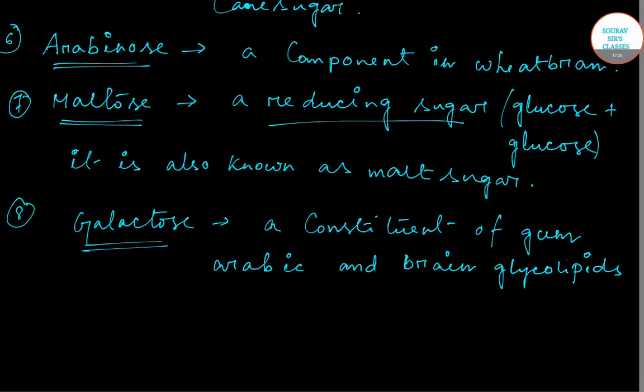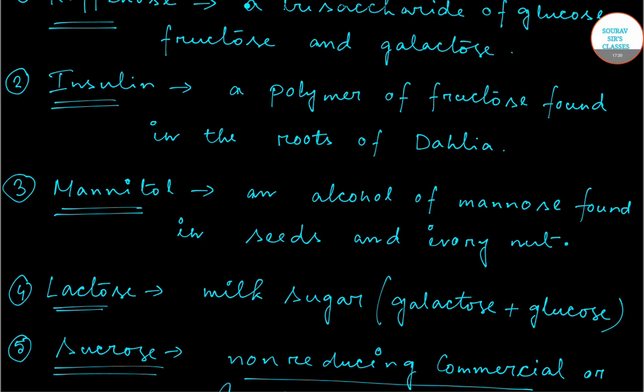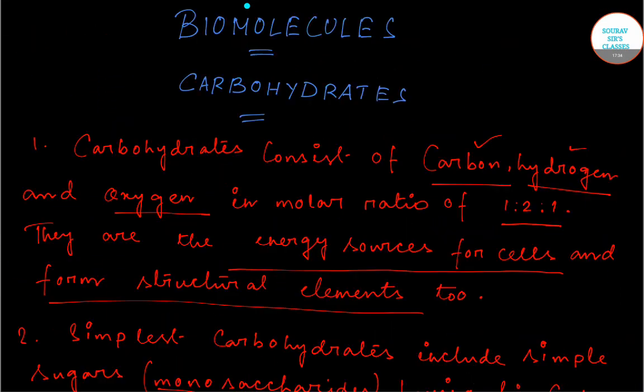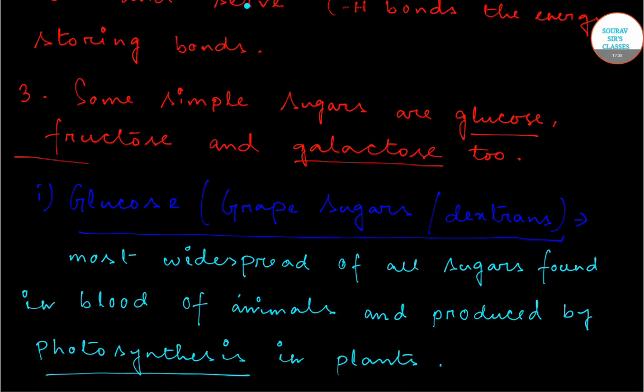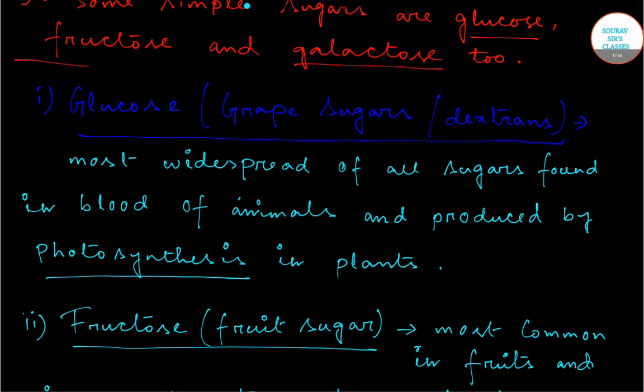So here I have mentioned some important types of carbohydrates and what a carbohydrate is and how it is formed. You can pause my video and watch it and repeat it.